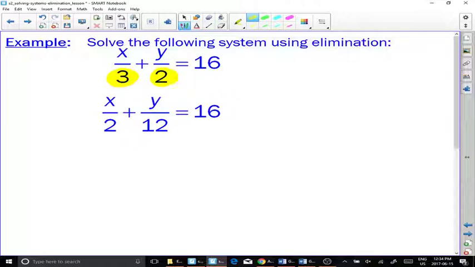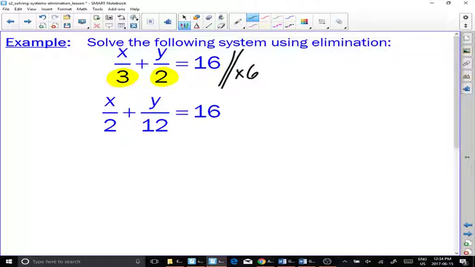So if we look at the first equation, we have a 3 and a 2. How do you get rid of fractions? Well, you need to multiply by the lowest common multiple. What's the smallest number that 3 and 2 go into? It's 6. So we need to multiply that whole equation by 6.